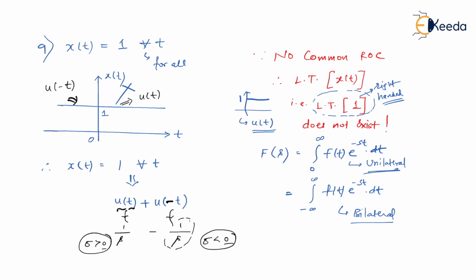So indirectly, your Laplace transform of 1 is nothing but a Laplace transform for u of t, which is by default 1 by s. So I'm sure now this query shouldn't be there. And it is almost clear that for x of t equal to 1 for all time, the Laplace transform does not exist. So now we are moving to our last problem. Then we'll conclude this video.